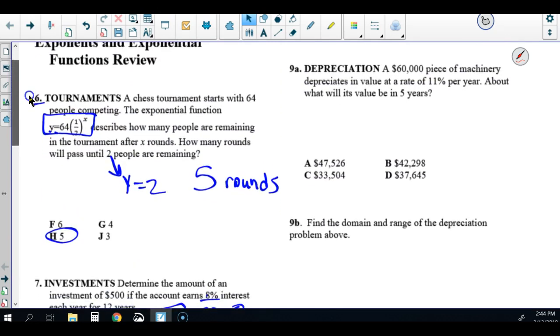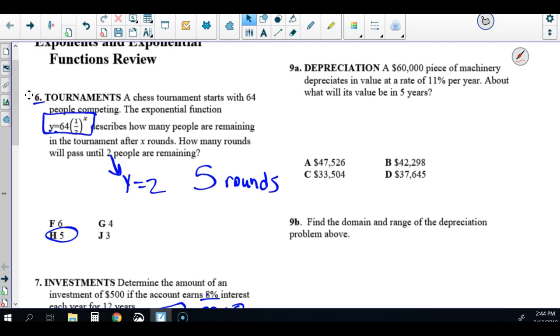9A, depreciation. A $60,000 piece of machinery depreciates. That means it loses value at a rate of 11% per year. So A times B to the power of X. We have A is 60,000. Don't type your comma in. Times B, which is your growth rate. It's losing 11%.